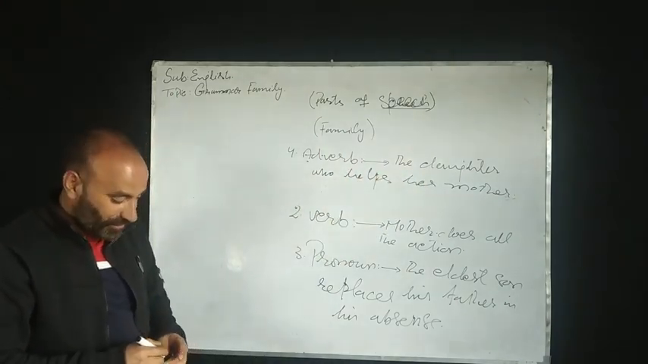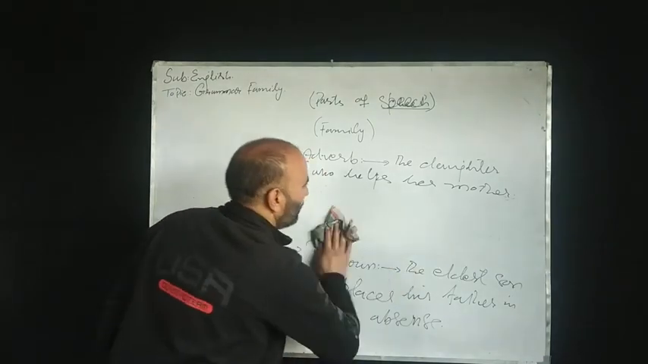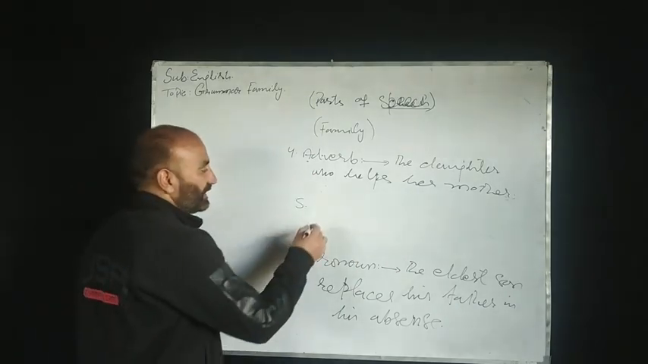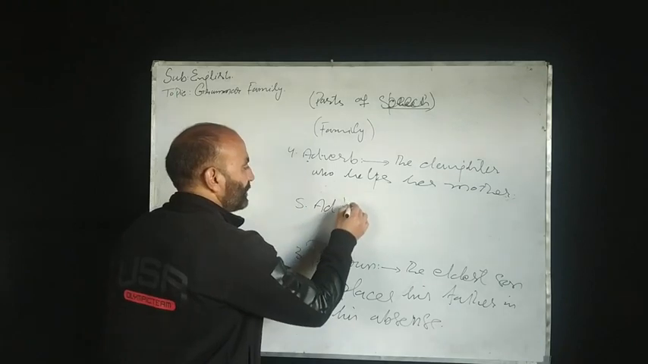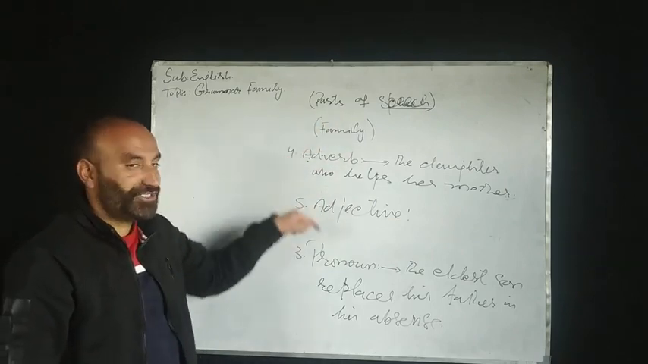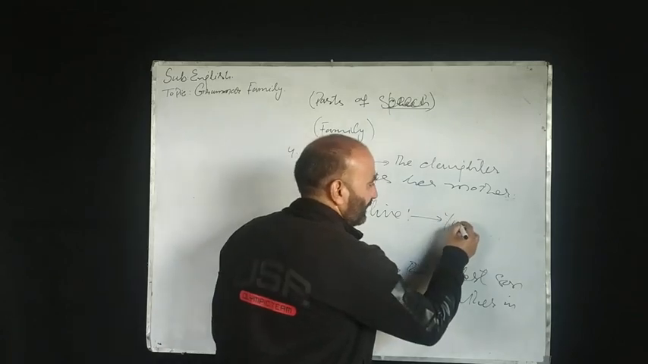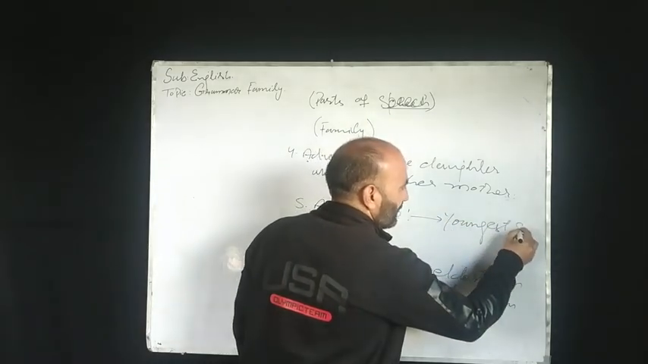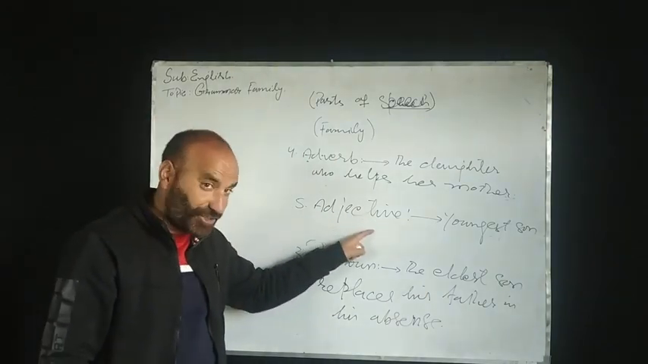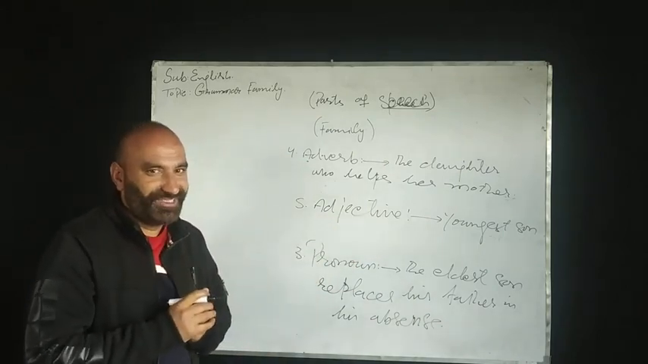That's why the daughter. The fifth member of parts of speech, that is adjective. Adjective. And this adjective is the youngest son, youngest son of our grammar family. Adjectives, they are used to describe nouns.